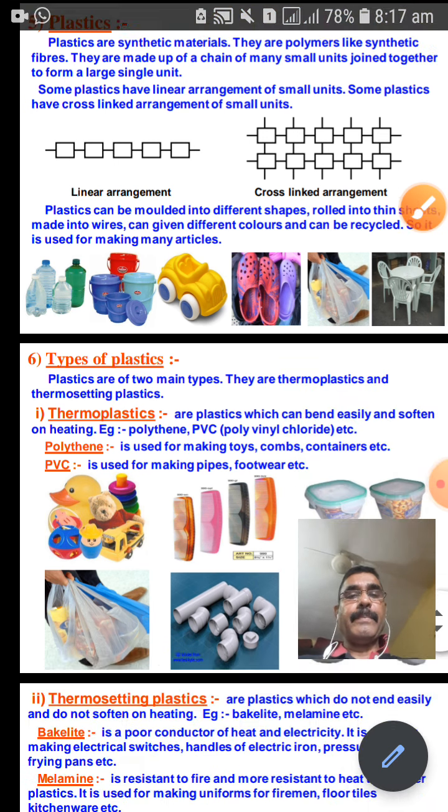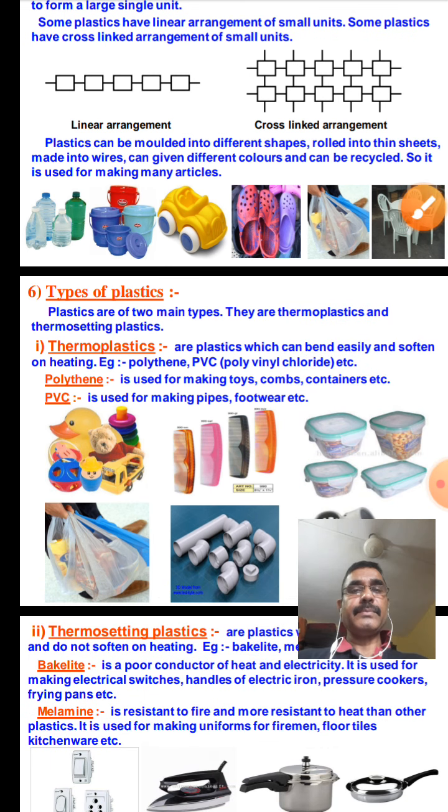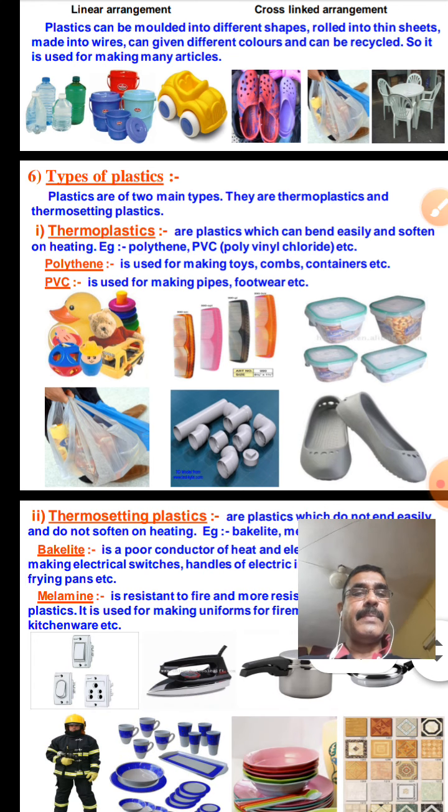Now coming to types of plastic. Plastics are mainly of two types. They are thermoplastics and thermosetting plastics. So thermoplastics are plastics which can bend easily and soften on heating. Examples: polythene, PVC, polyvinyl chloride, etc. So polythene is used for making toys, combs, containers, etc. PVC, that is polyvinyl chloride, is used for making pipes, footwear, etc.